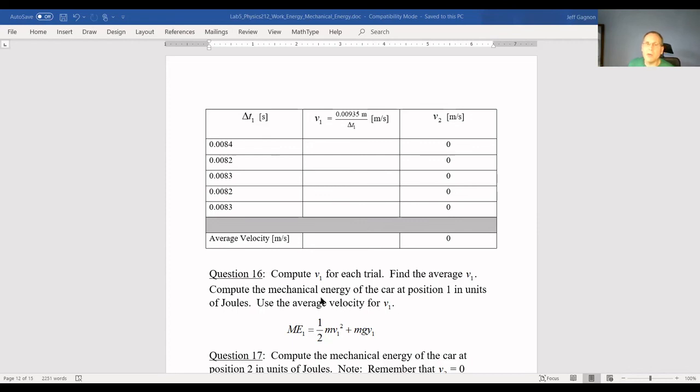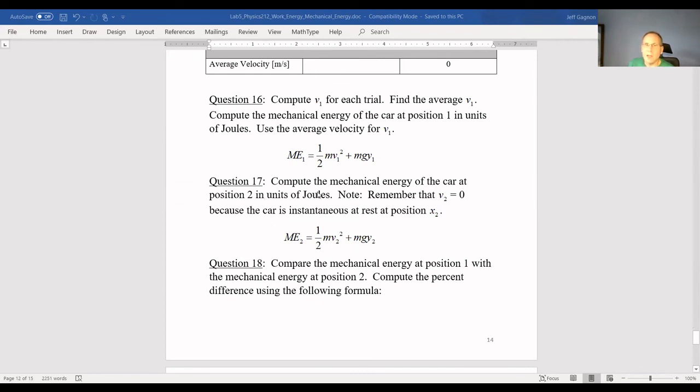Then I want you to compute the mechanical energy of the car at position 1. So you have to compute the initial kinetic energy and the initial potential energy and add them together. And that'll be the initial mechanical energy.